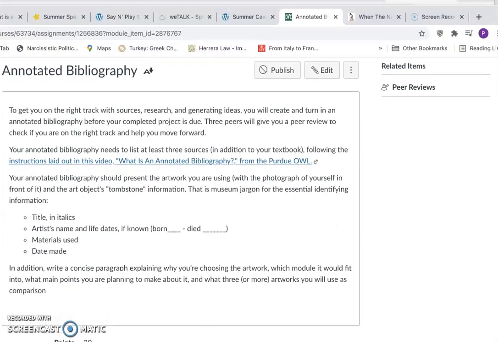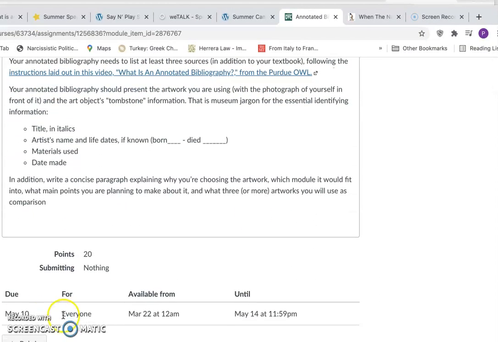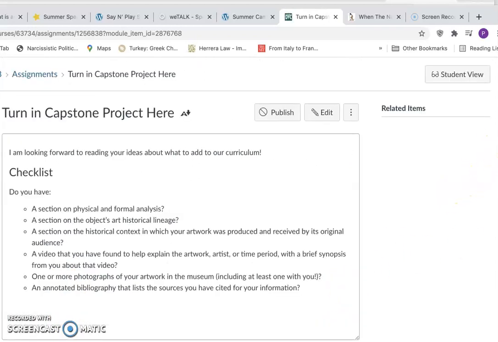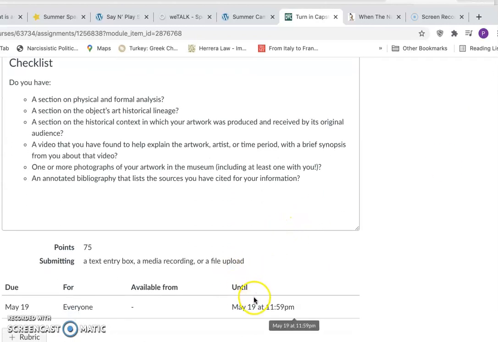Oops, I'm having trouble with my cursor here. Come on, scroll bar. So May 10th, your annotated bibliography is due, and then look to here, turn in Capstone Project here, checklist. May 19th is your deadline, and I won't be able to extend that because I will have grades due very shortly after. So I want you to know now what you're working toward.